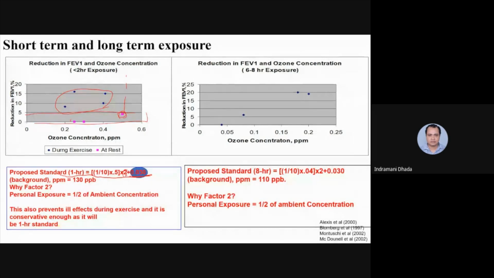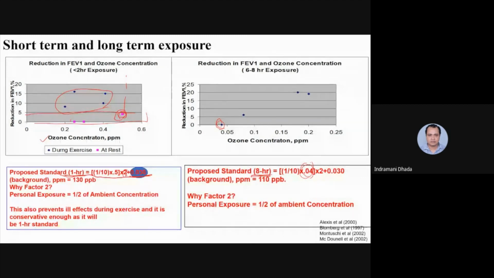Okay. So here, for the example of ozone, I can say the standard concentration for 1 hour, I am considering the highest concentration. But when I am preparing a standard for 8 hours, I am considering the lowest concentration. You can see here the lowest concentration considered is 0.04 ppm. So when I consider a standard for a longer duration, I have to consider the lowest concentration of that particular pollutant in the atmosphere.